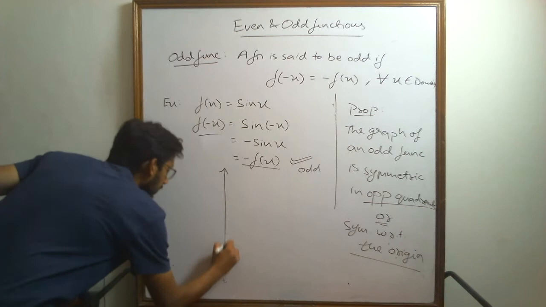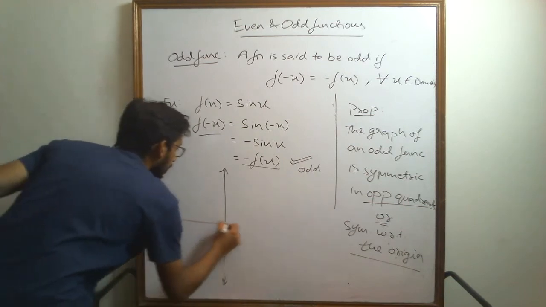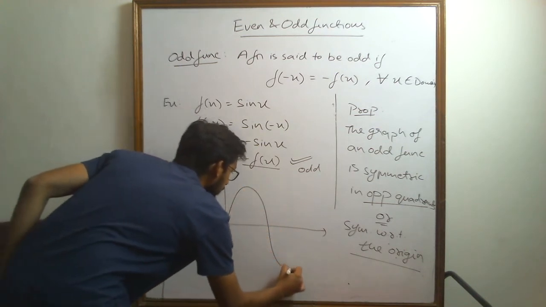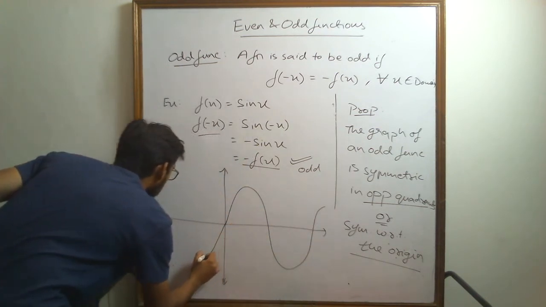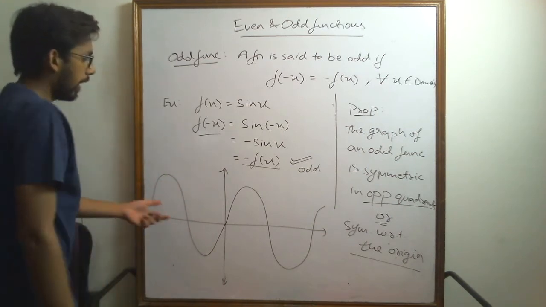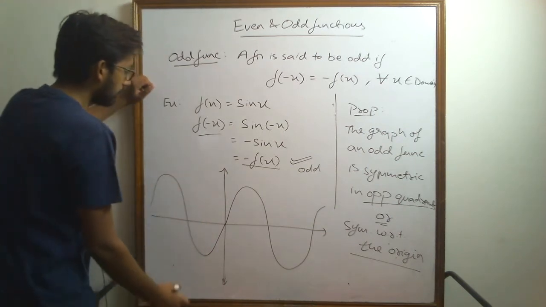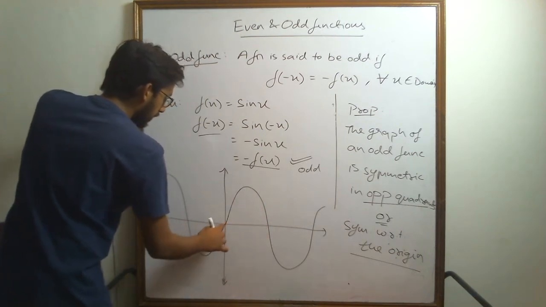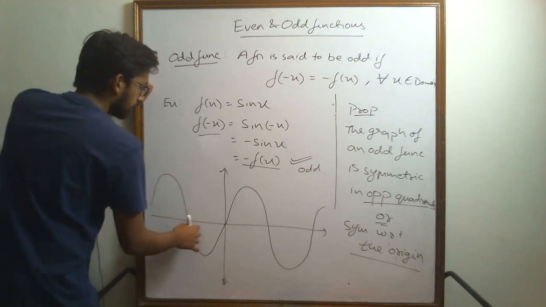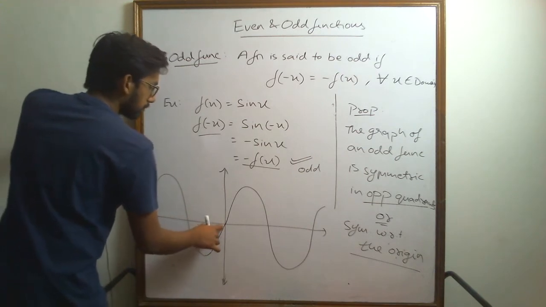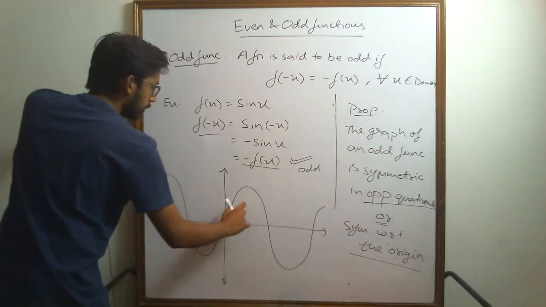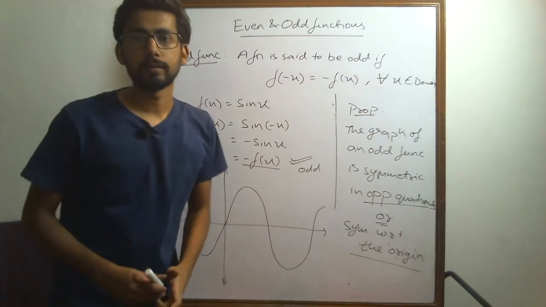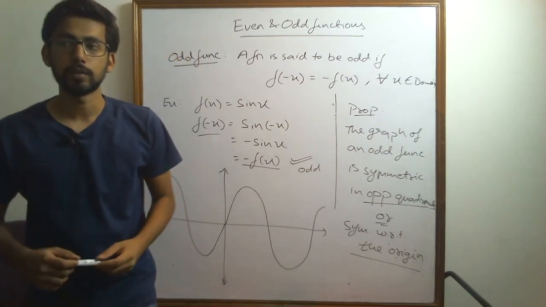It should have this property that we talked about. So the graph of sine x, let's look at that. The graph of sine x is like this. And if we look at the graph, we can see that just as the graph is being made in the first quadrant, a mirror image is being made in the third quadrant with respect to this origin. So we can say that it is symmetric in opposite quadrants, or it is symmetric with respect to the origin. This is the property of an odd function.